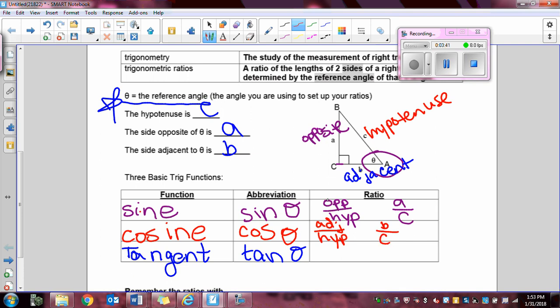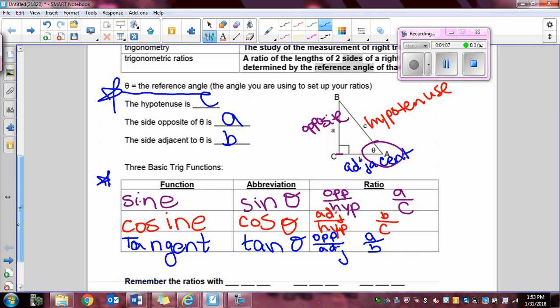The tangent is always the opposite side, OPP for opposite, over the adjacent. So it's actually the same as sine over cosine. Opposite side in this case is A, and the adjacent side in this case is B. Okay, these are very, very important. These are things that you're going to have to remember. But we found an easy way to remember this.